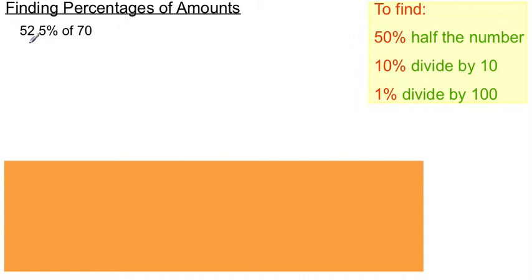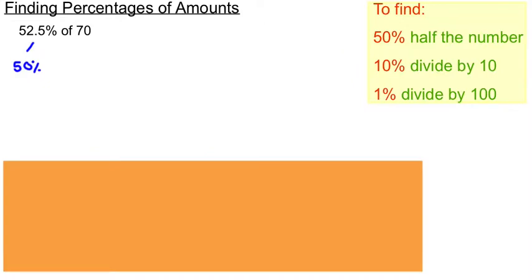Now, without a calculator, what we need to do here is find a quick way of working this out. 52.5% can be split into 50% and 2.5%, because if we add 2.5 to 50, we end up back with what we were wanting to find.